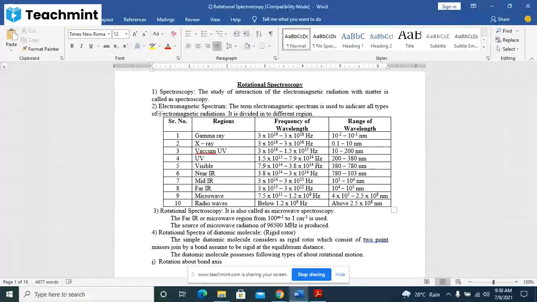Especially the rotational spectroscopy, which we have to study, comes under the microwave region. The microwave radiations, or say the microwave region, is used to study this rotational spectroscopy. For far IR or the microwave region, from 100 meter inverse to 1 centimeter inverse is used. That is very much important.